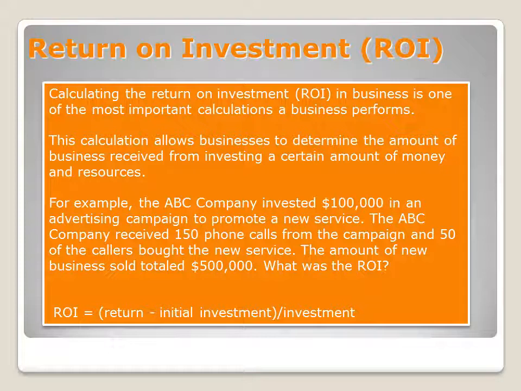So here the formula is simple. Return on investment equals your return minus your initial investment, all over your investment, and that gives you a percentage. So the rate of return is always in a percentage, not in a dollar. We don't want your return on investment in terms of dollars, but in terms of percentage. So look at this example and see if you can solve it.